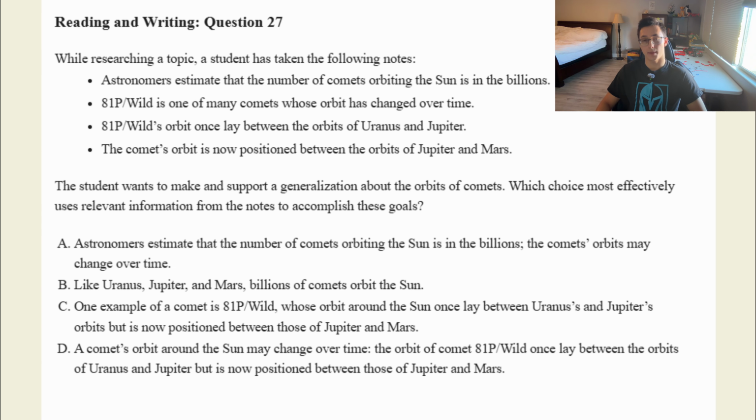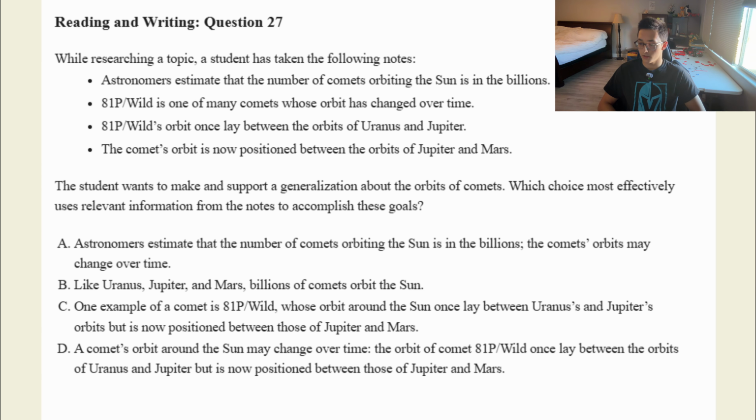Now, we need to make sure that it makes a generalization and supports it. And remember, supporting a generalization just means you need evidence from the notes. So let's look at A. Astronomers estimate that the number of comets orbiting the sun is in the billions. Okay, that's not really a generalization about the orbits of comets. That's just like saying, oh yeah, the comets orbiting the sun is in the billions. That's not talking about the orbit of the comets, you know? And so yes, it is supported, but that's not the generalization that we're looking for.